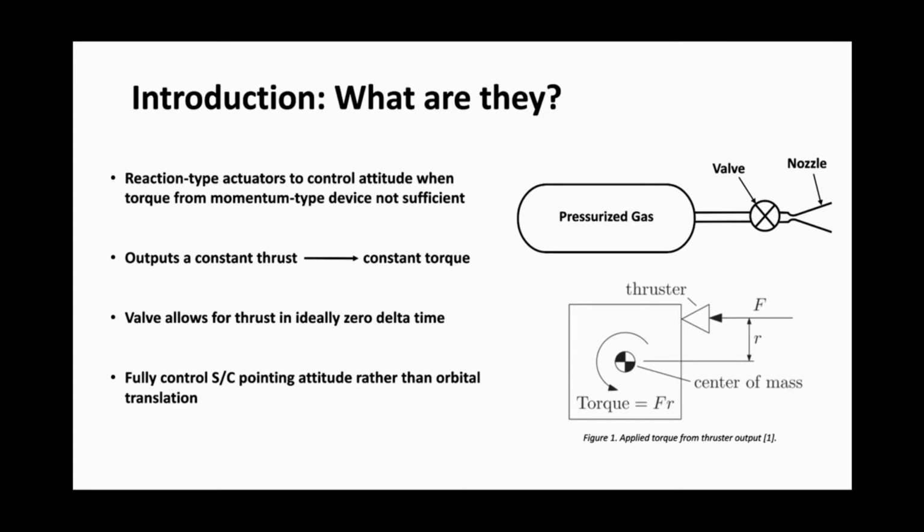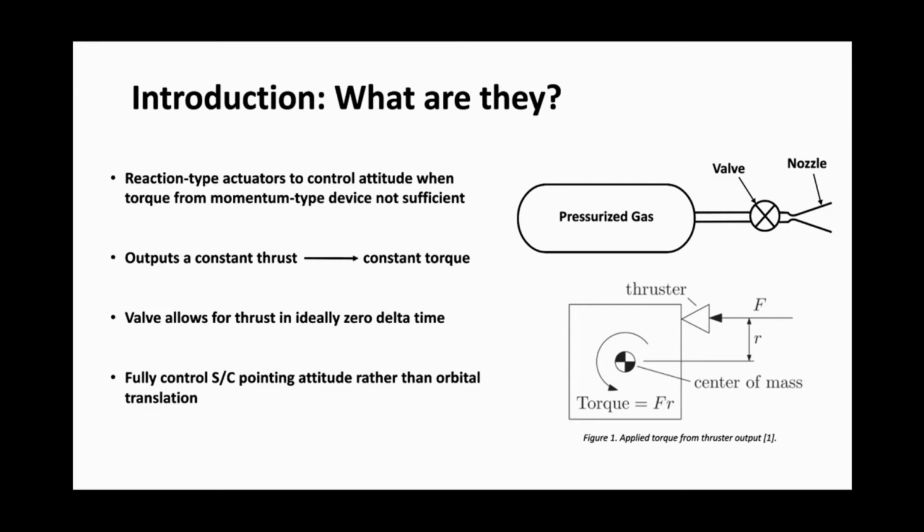And they're pretty much the simplest form of propulsion where, as shown on the right, all you really have is pressurized gas separated from a nozzle by a valve. And ideally, this valve would open in 0 delta time, but realistically, that really can't happen for actual systems. There's some hysteresis, there's some lag between 0 level and 100%.